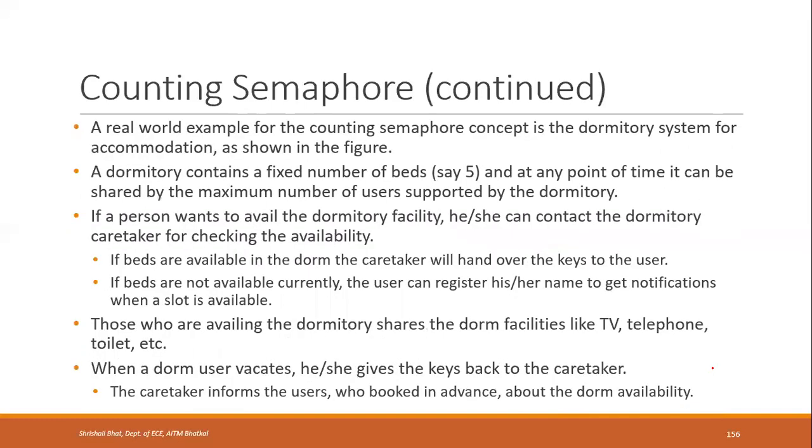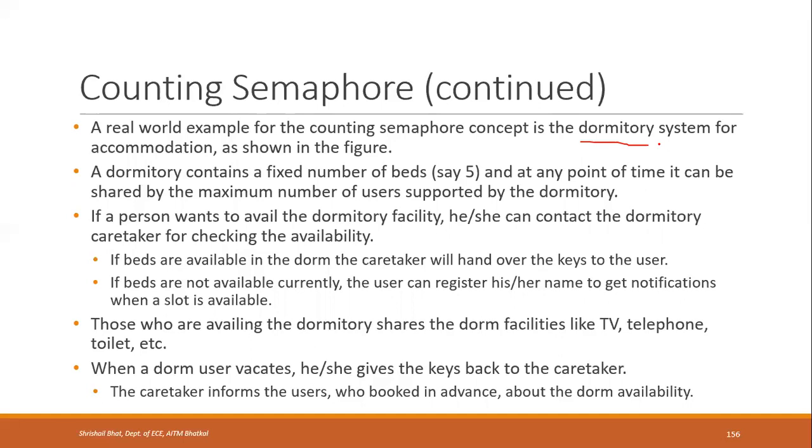So this particular situation, a real world example for this counting semaphore concept, is the dormitory system for accommodation. You might have heard about the dormitory system, or dorms, which are available for accommodation. They are similar to what you call PG in cities, wherein instead of having a separate or independent room, people share a common room and there are multiple beds in that room. Okay, a dormitory contains a fixed number of beds.